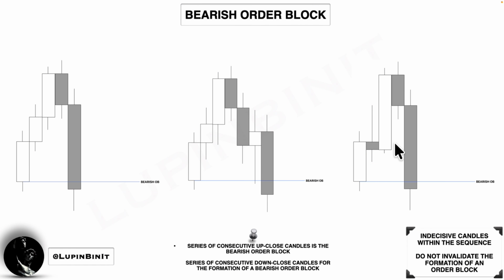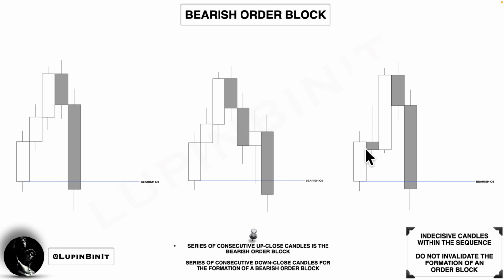And then with the schematic on the right, bringing attention to the text, a series of consecutive up close candles is the bearish order block. So here we don't have a series of up close candles. Once again, the sequence is ruined, but with an indecisive candle, so it doesn't invalidate this as being an order block. And then a series of consecutive down close candles for the formation of the bearish order block. And we have the series of down close candles here confirming that order block.